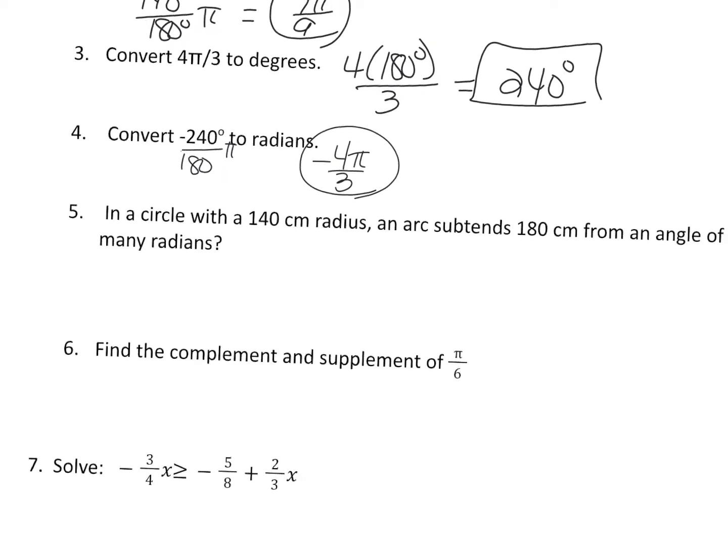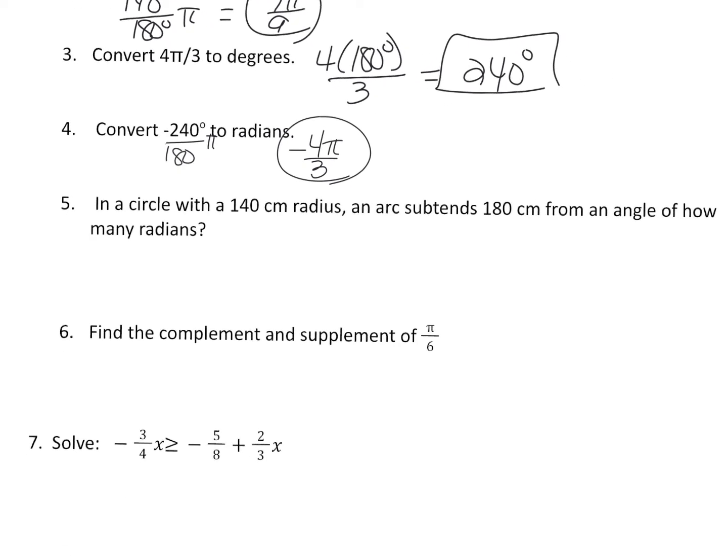Number 5, in a circle with a 140 centimeter radius, an arc subtends 180 from the angle of how many radians? Okay, so remember radians. The way you do radians is you do the arc length over the radius. Well, the arc length here is 180. So I'm going to go 180. The radius is 140. So my angle is 180 over 140.